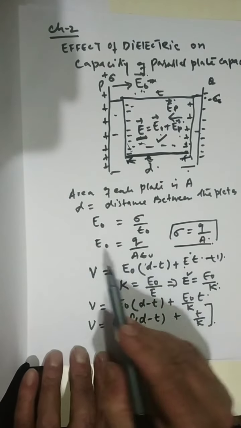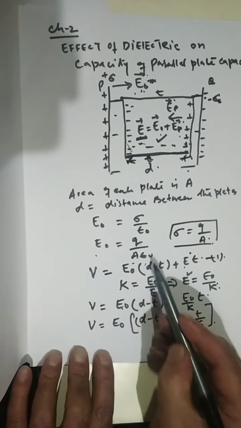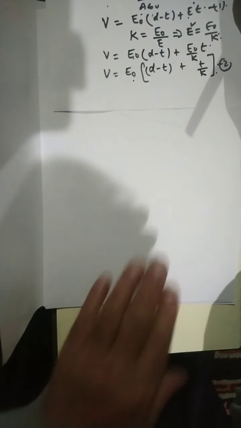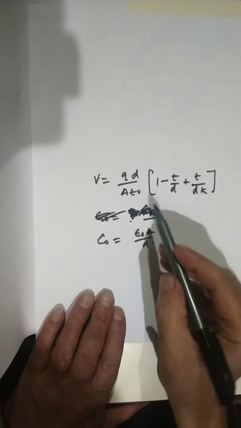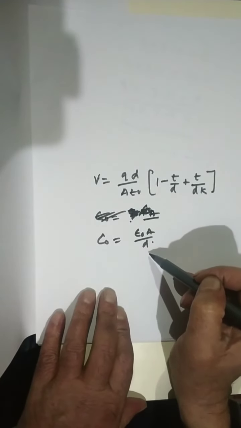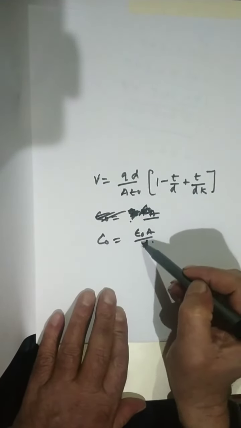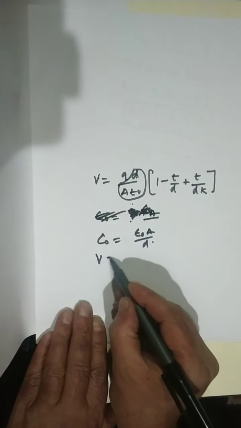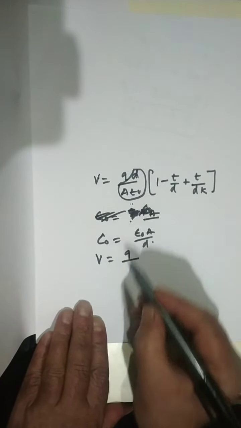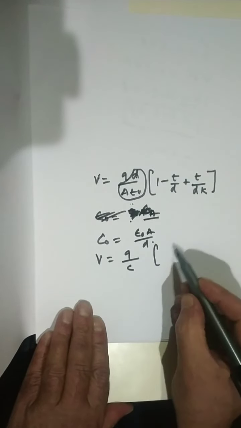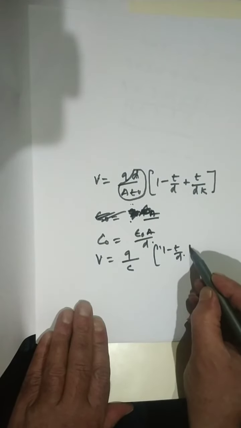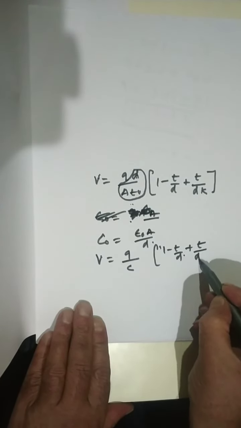Now we know that E0 is equal to Q by A epsilon 0. We will substitute in this equation number 2. So substituting in this, what will we get? We get C0, so it will be 1 by C0. So V is equal to Q by C0 into 1 minus T by D plus T by DK.